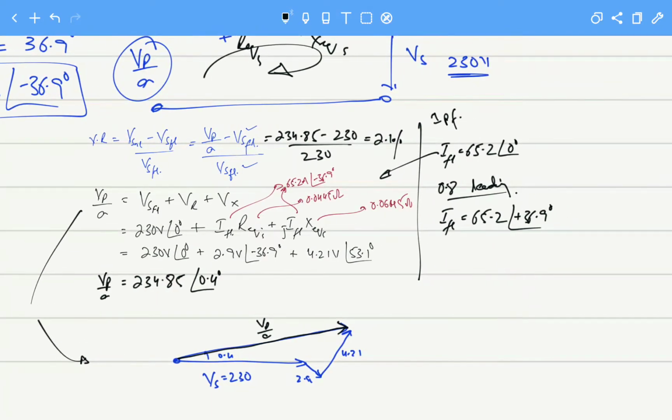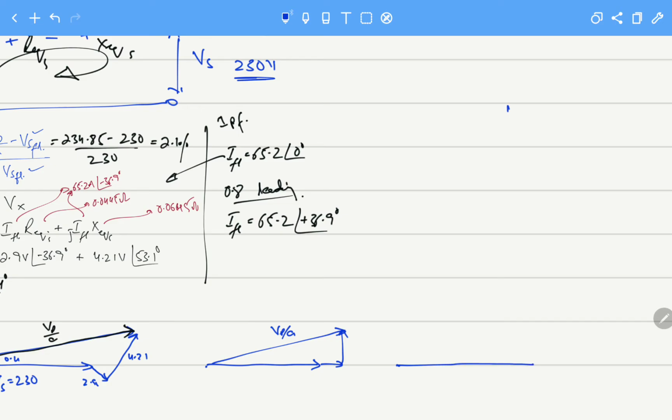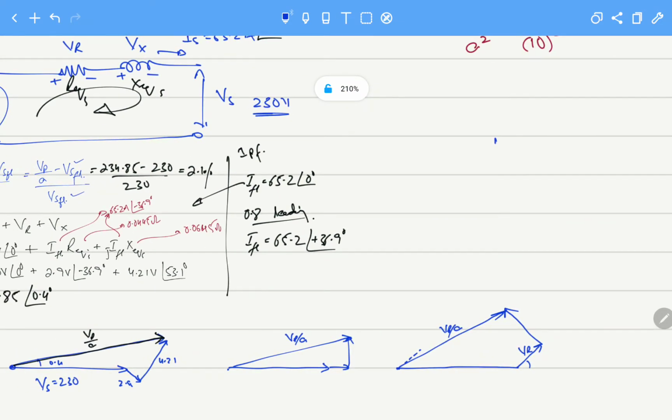And in a similar way, when we calculate for the leading load, we can create a phasor for the unity power factor. For the unity power factor, it will be something like this. This will be Vp over A. And for the leading power factor, as you have seen, the current is leading, so VR will be like this. This is the current, and then we will have the 90-degree, and this will be Vp over A. So this is how we can calculate the phasors.